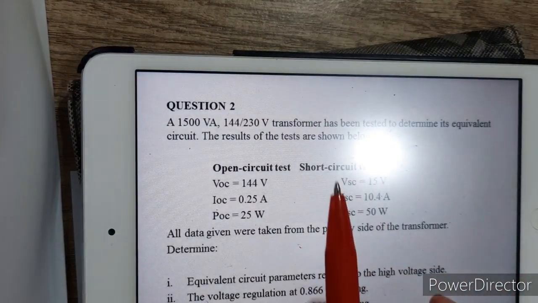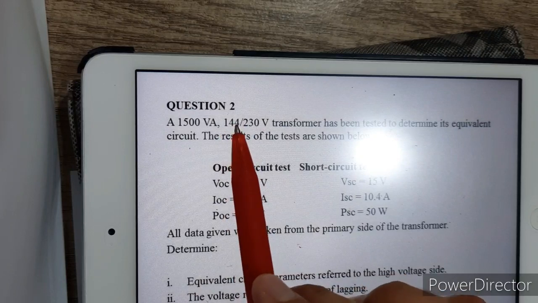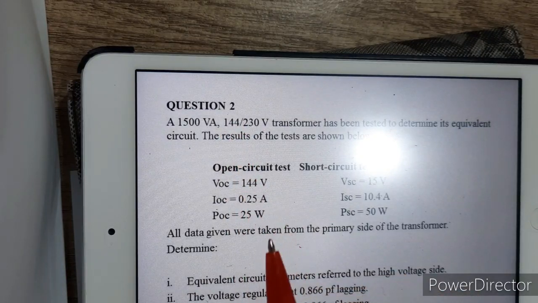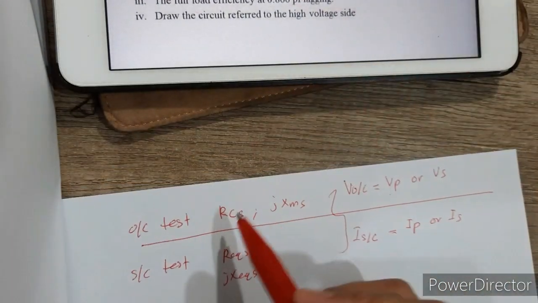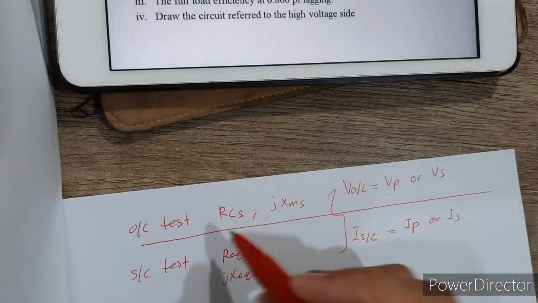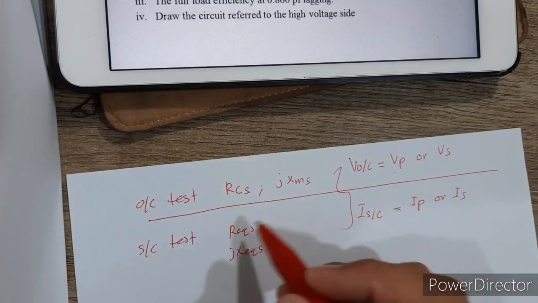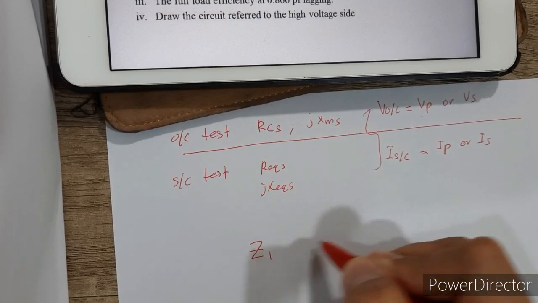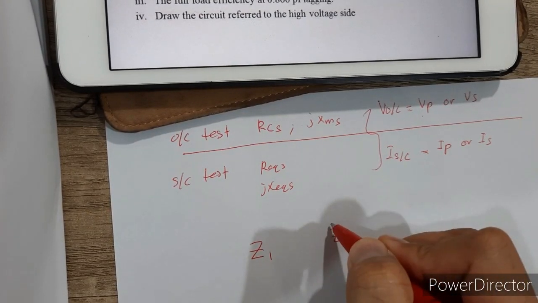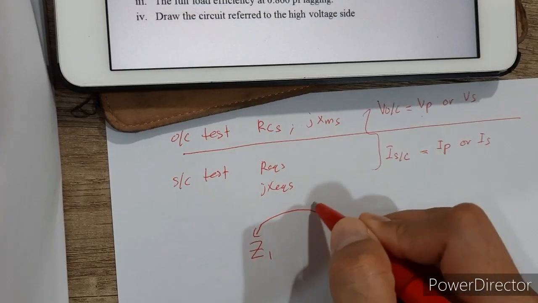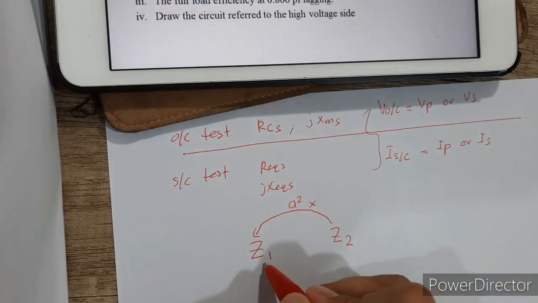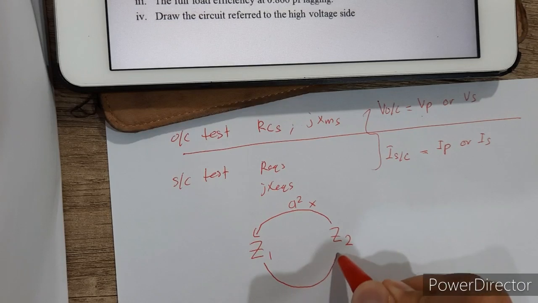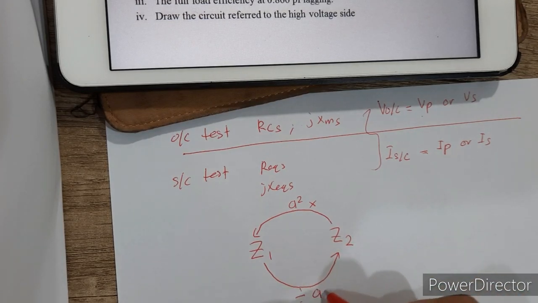For sure, if you compare here, V open circuit equals V primary. So from the calculation, the answer you get is R_C P, at the primary side, and then you have to refer it to the secondary side. So remember how to refer to the secondary side. We have Z1, Z2. When we refer from secondary to primary, we multiply by A squared. When we refer from primary to secondary, we divide by A squared.